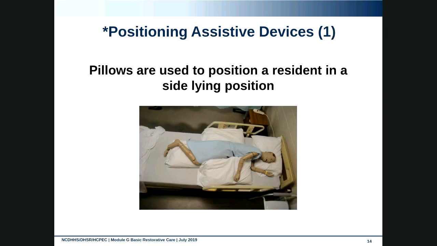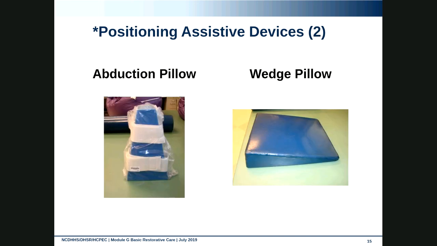So positioning assistive devices are pillows. We use pillows when we position on the side. So pillows are positioning assistive devices. You have abduction pillows, which position the hips in proper alignment. A leg would go on each side of those and be supported so the hips would stay in proper alignment.